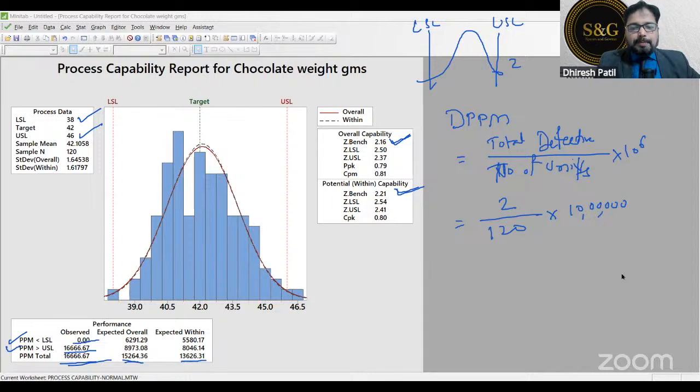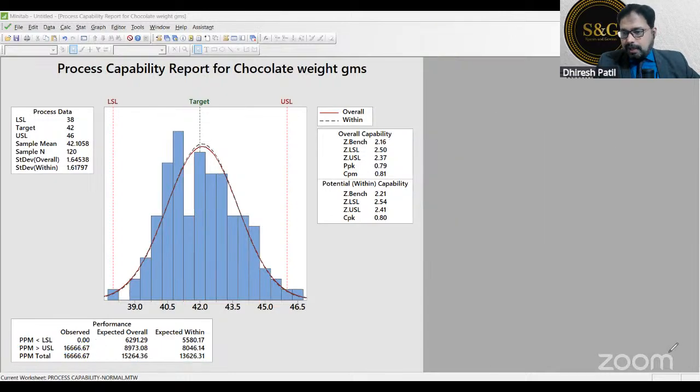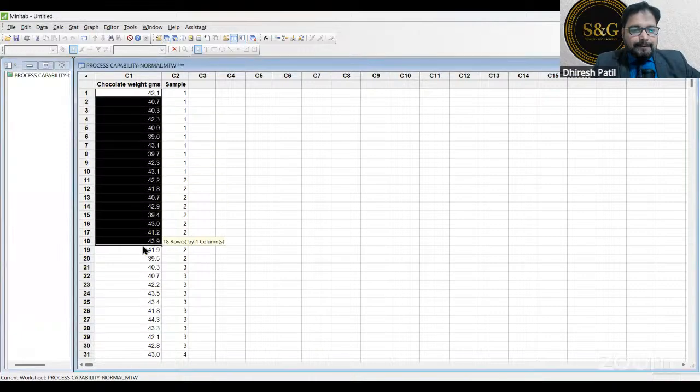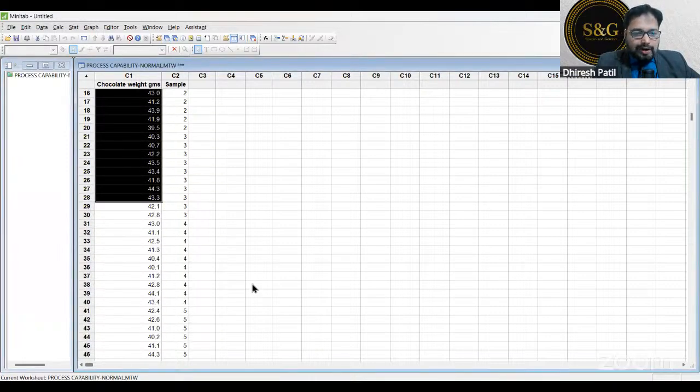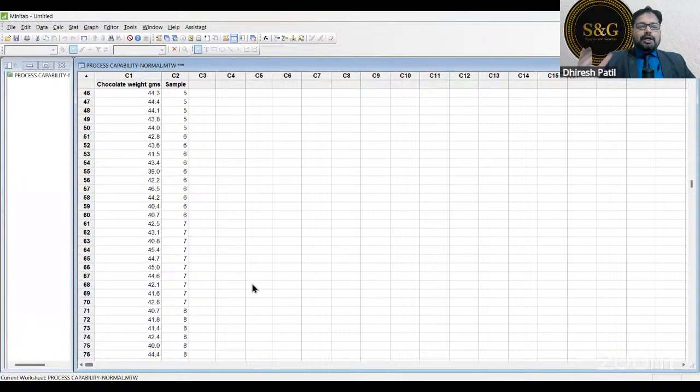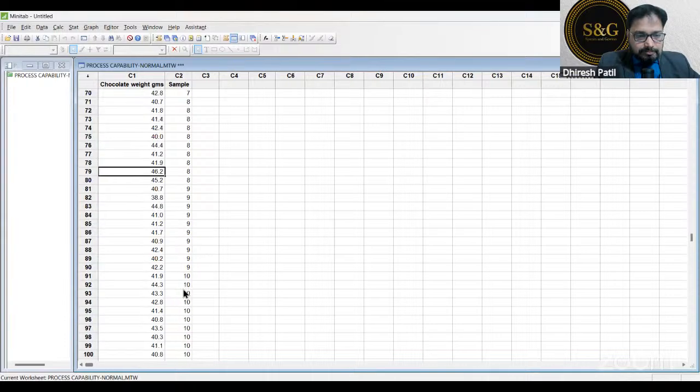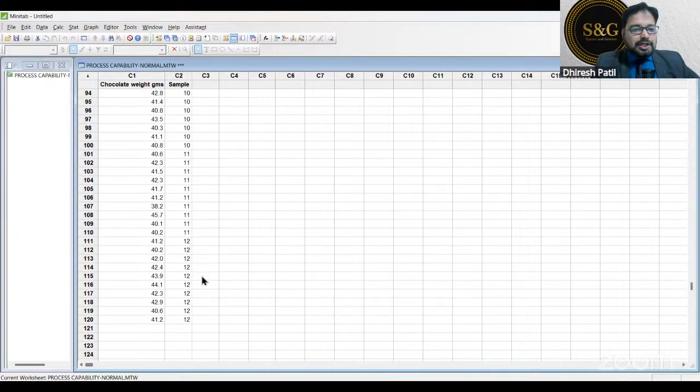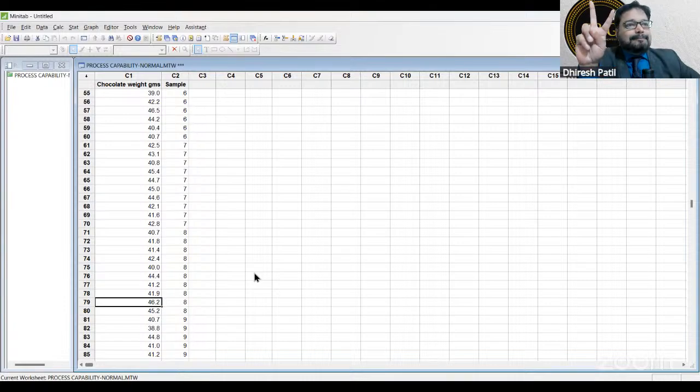So 2 chocolates beyond this, how did we find out? If we go back to the data, if you see, you'll find there will be 2 chocolates out of these 120 data points which are beyond 46 grams. Maybe this one. This one is one chocolate. If you scroll it down, you will find another one. This one. Can you find out? These are the 2 chocolates which are going beyond 46, which is our upper specification limit. Okay, that's why 2 chocolates. Clear hai?